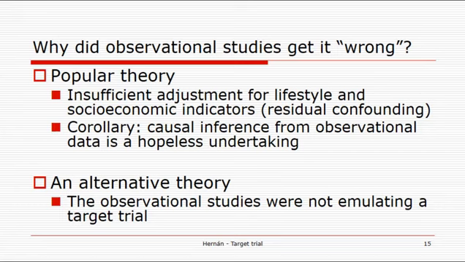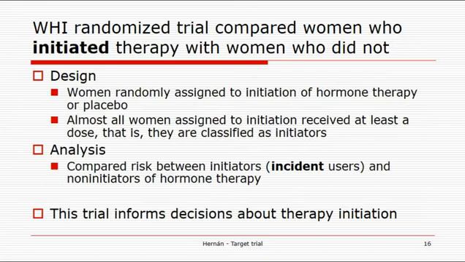Especially in the US in the 1980s and 90s, women who have access to hormone therapy probably also have access to many other aspects of healthcare that lower the risk of heart disease, right? And also they're wealthier and more physically active, etc. So that is possible, of course, with any observational study. But we had an alternative theory, which was that the observational studies were not emulating the target trial. They were not doing step one of our causal inference algorithm.